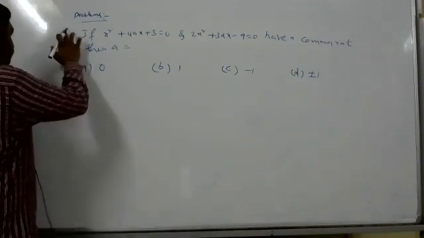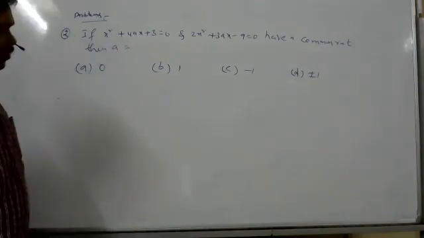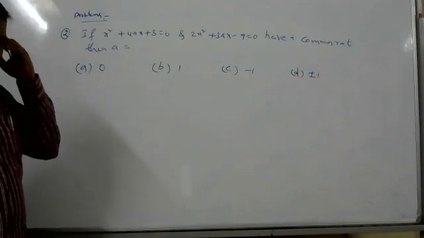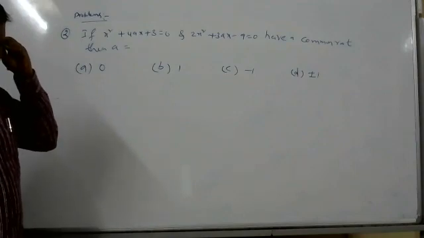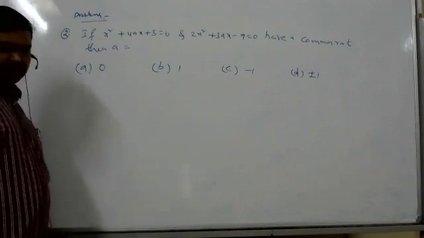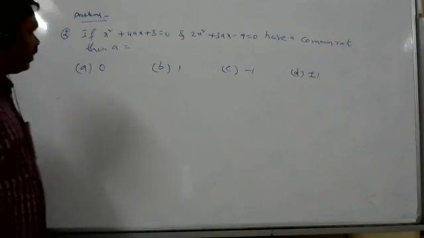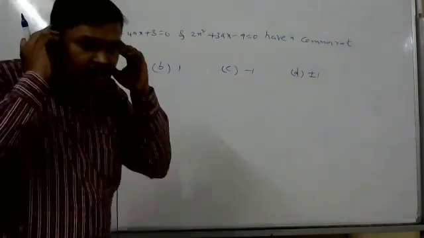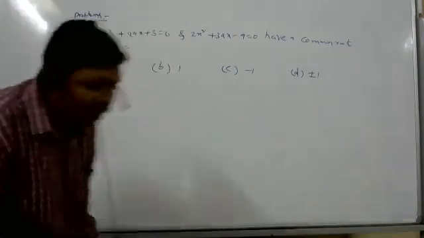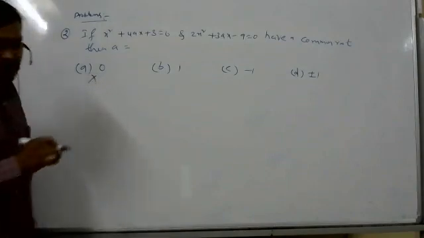This is second question. If x square plus 4ax plus 3 is equal to 0, so is it option A? Option A, 0. Priyanka, is it option A? Option A is wrong.